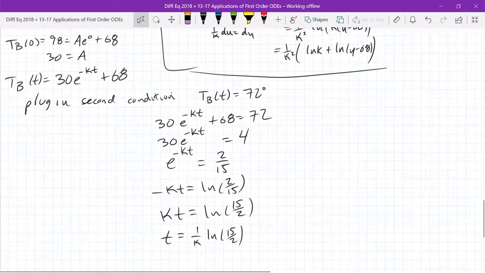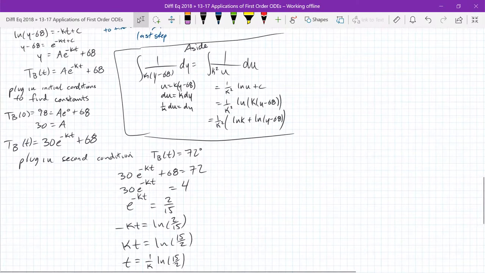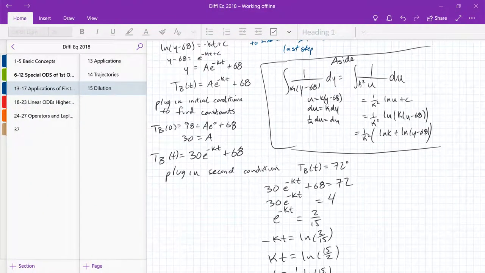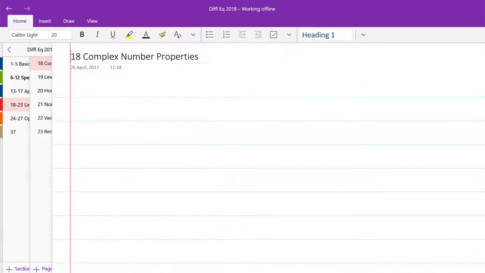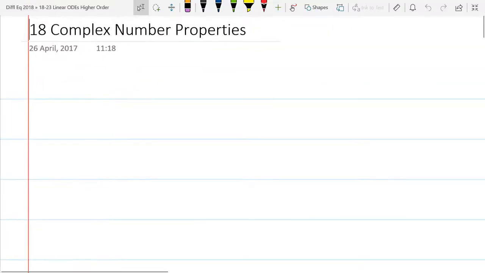So any algebra or calculus questions on this? So we're about to jump into 18. So we just stopped on 15. One more, three stops on 15?